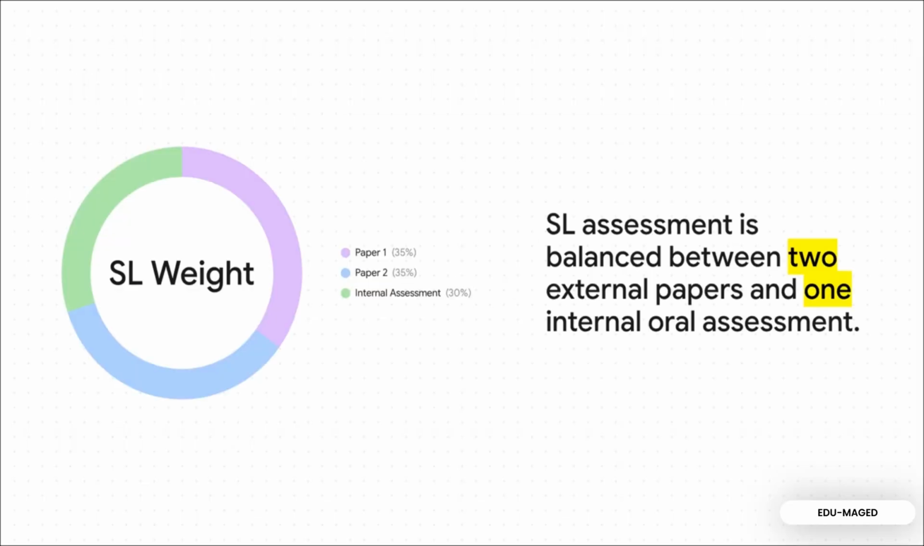For standard level, the assessment is split pretty nicely across three main parts. As you can see, Paper 1 and Paper 2, those are the big external exams, and together they make up 70% of the final grade. Then you've got the individual oral, which is assessed internally by you, and that's the other 30%. It's a good mix, right? It tests everything from thinking on your feet to a polished, prepared presentation.